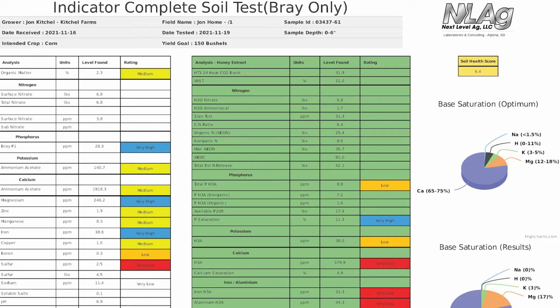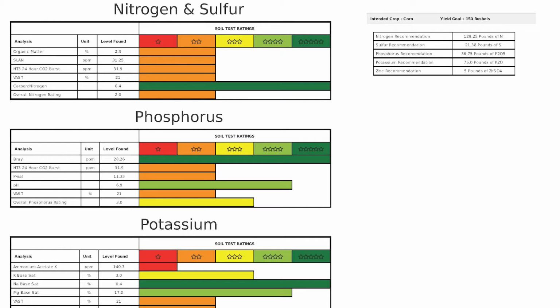But really what we wanted to do is just unpack an Indicator Complete soil sample. For those of you that participated in Agronomy 365, you saw an Indicator Complete soil test. You also would have got a tissue test. With that, you might have been slightly overwhelmed. If it's the first time that you have looked at an Indicator Complete soil sample, you're probably looking at this and saying, boy, this is nothing like what I'm used to.